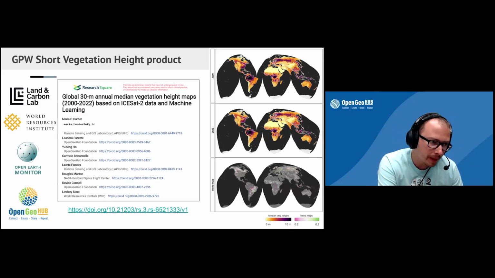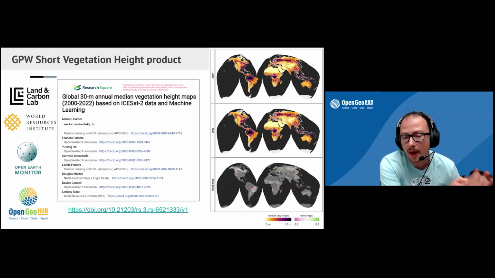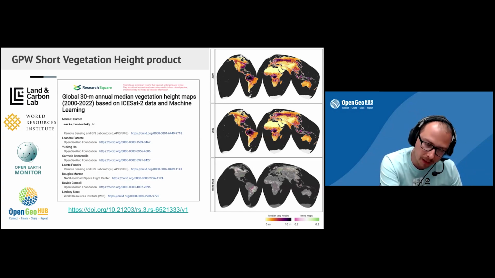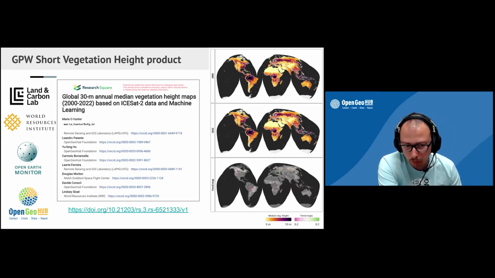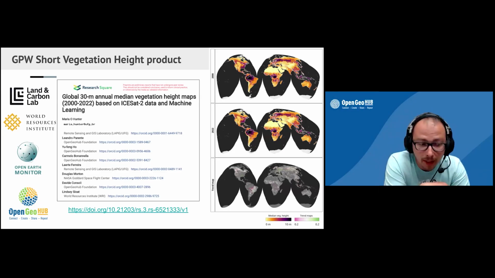What we did was basically a 30-meter annual time series for the whole world, from 2000 to 2022. So we have global maps for all this period, and I will show some insights about that. In addition, we also did the trend map that you see at the bottom, showing where we have negative and positive trends, significant according to a statistical test, to understand where we have vegetation dynamics.